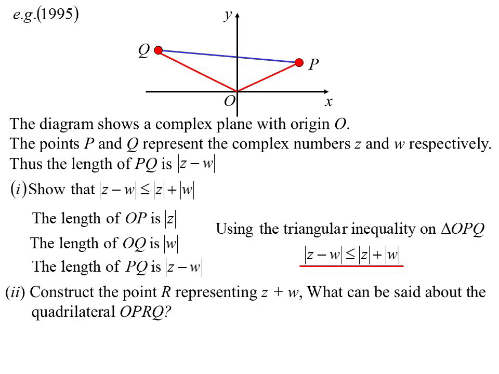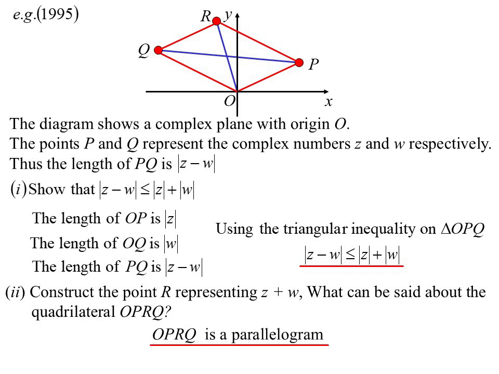They then ask you to construct another point representing Z plus W, and then what could be said about our quadrilateral? So we draw up our diagram, complete the parallelogram, the other diagonal is Z plus W, so there's R. What do we know about this quadrilateral? Well, it's a parallelogram, because we've created the parallelogram with our vectors.